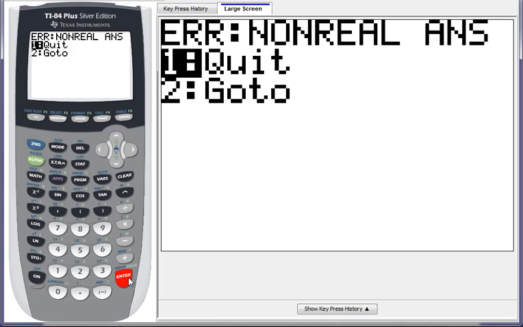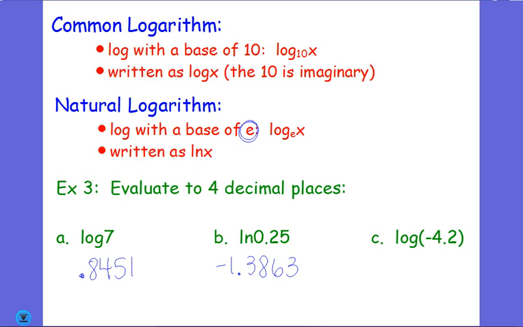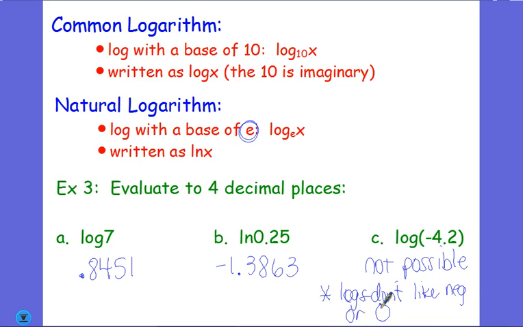No, you did not make a mistake. Okay, this one is not possible. Let's talk about why. Logs don't like certain numbers. So if you want to jot this down, this would be worth jotting down. Logs don't like negative or the number 0. So no negative numbers and no 0.